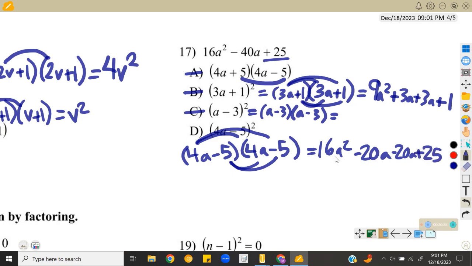And you can see that this looks a lot like this, except it's not been simplified, right? And if you realize that if we simplify this, we would have exactly what we needed, which would be negative 40a plus 25. So there we have it.